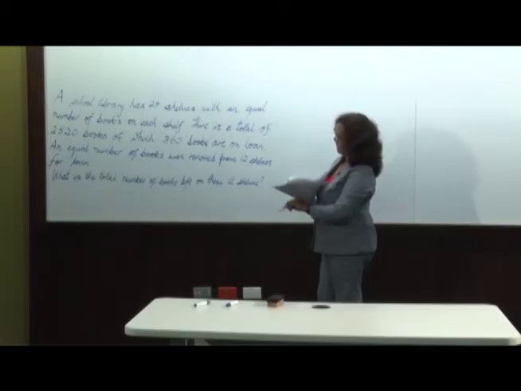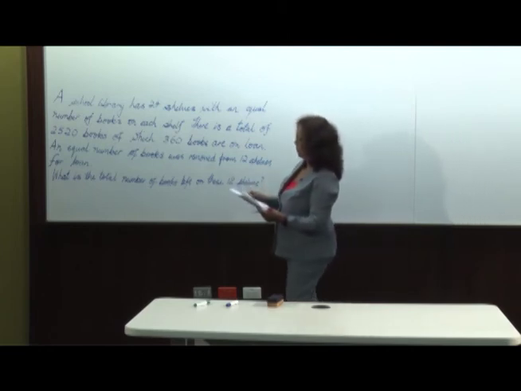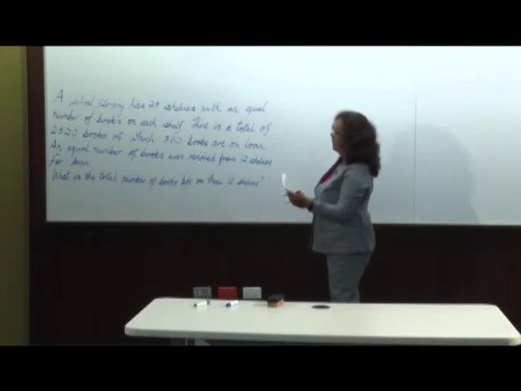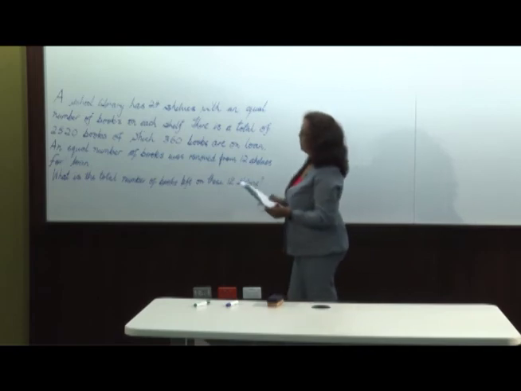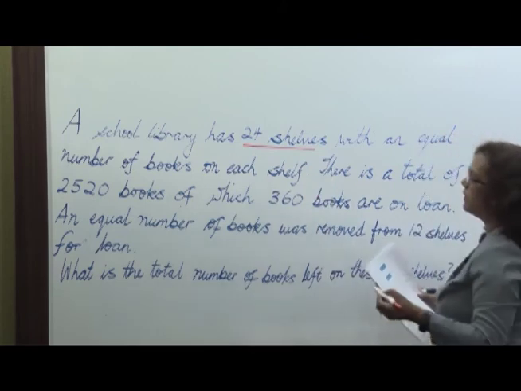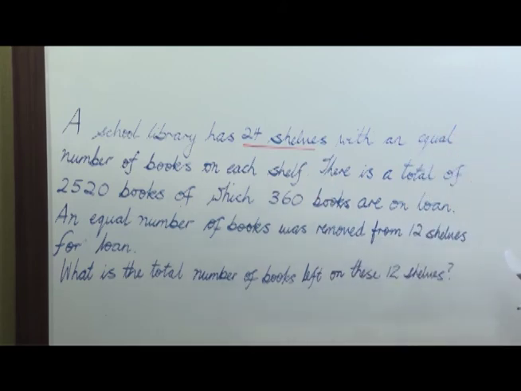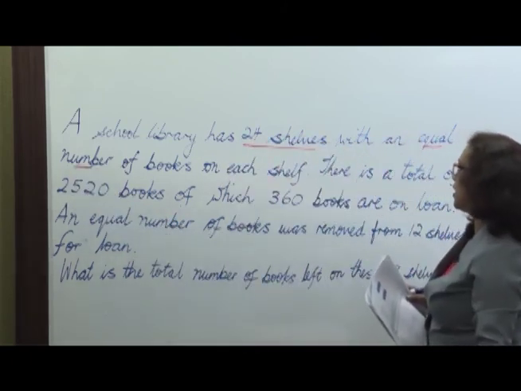So boys and girls, this problem is a little bit more complex and it has a lot more information. So we have to try to look at the problem and using our 4-step model, try to get our answer and our solution. So we're going to begin looking at the problem. First of all, it's a school library and it has 24 shelves. On each of the 24 shelves, there's the same number of books. So we have this very important word here telling us there's an equal number of books on each shelf.